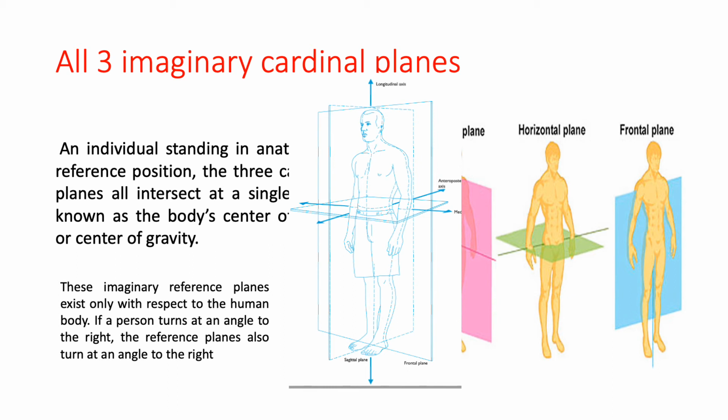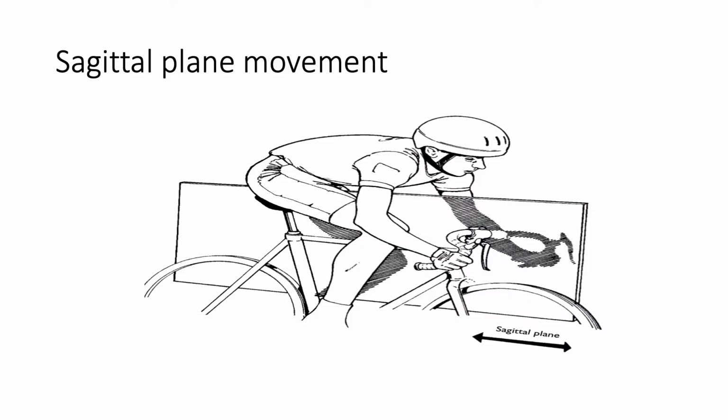So the important point about this imaginary cardinal plane system is that here the reference system is movable. It moves with the body, it is not fixed. That is the main message on this slide. Two main messages about the cardinal plane: one is the center of gravity, the point where they intersect. Number two, these planes are not fixed and they move with the body. So this is the only message from this slide about these planes. I hope it is very clear.